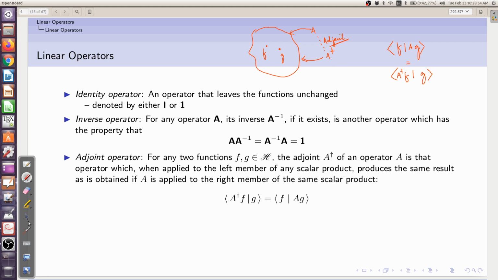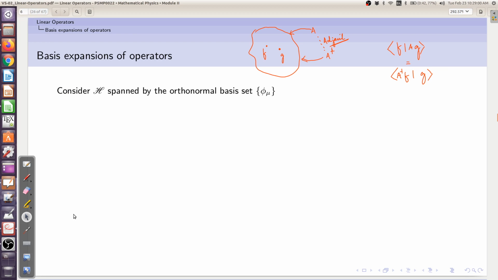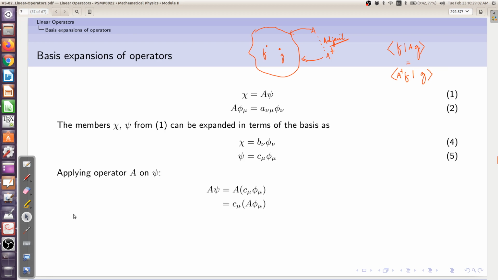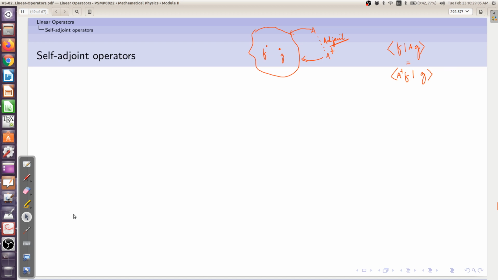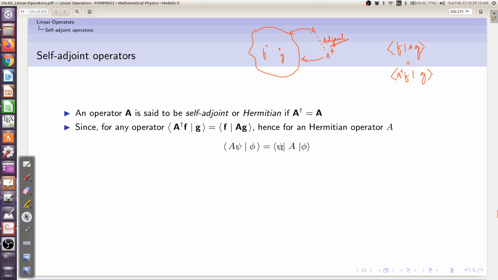So this is the meaning of the adjoint of an operator. If the adjoint of an operator happens to be the operator itself, then it is known as a self-adjoint operator or a Hermitian operator. If they are one and the same, then it really does not matter whether the operator operates on the right member or on the left member in the scalar product. This follows from the definition of an adjoint and the definition of a self-adjoint operator.